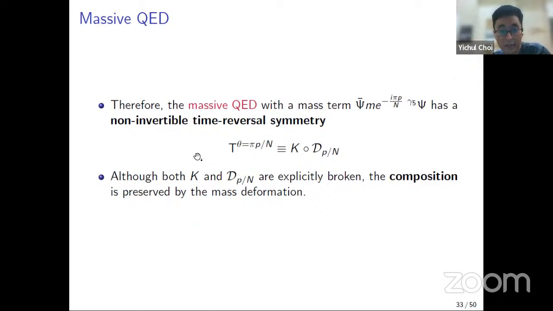In particular, this symmetry in massive QED is a non-invertible time reversal symmetry. It's a time reversal symmetry because we have K. It is non-invertible because of dp over n. So although both of these, K and dp over n, are explicitly broken, their composition is preserved by this mass deformation, and makes it into the non-invertible time reversal symmetry in massive QED.